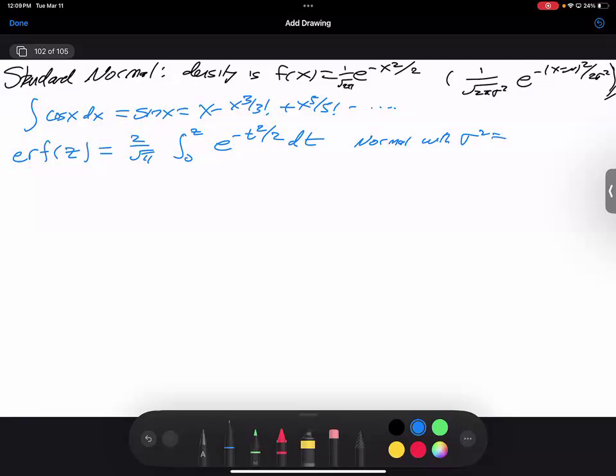With, what would the variance be? Oh, sorry, it's t squared. What would the variance be? I don't think 1. Wait, this is how the error function is defined: 2 over square root of pi integral from 0 to z of e to the minus t squared. So is it 1/2? It's 1/2. I said variance, not standard deviation. Oh, right. So you can define it however you want.